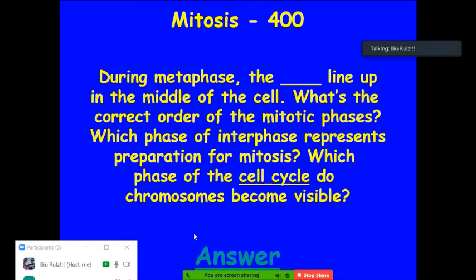All right, during metaphase, the blanks line up in the middle of the cell. What's the correct order of the mitotic phases, or the phases of mitosis? Which phase of interphase represents preparation for mitosis? And which phase of the cell cycle do chromosomes become visible?